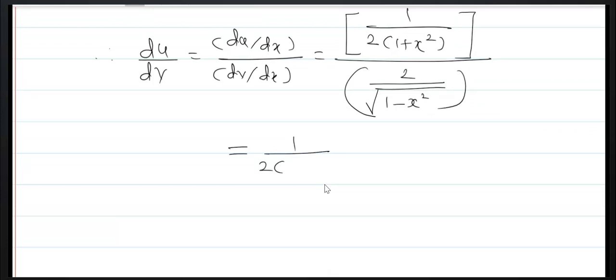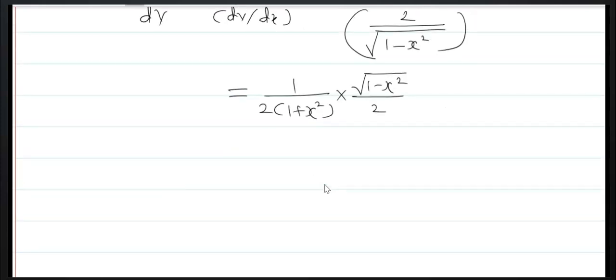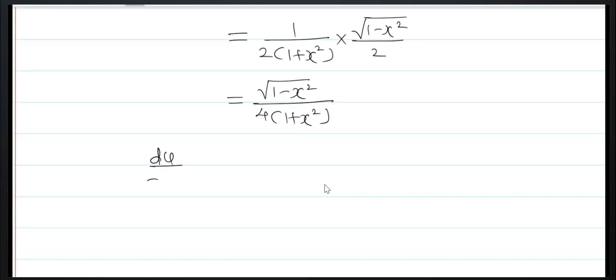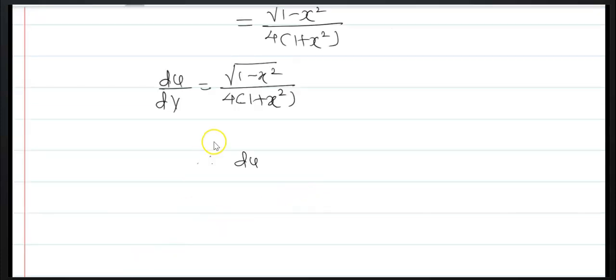Now simplify this. Therefore, 1 upon 2 in bracket 1 plus x square, root of 1 minus x square upon 2. That is root of 1 minus x square upon 4, 2 into 2 is 4, 1 plus x square. Therefore, du by dv is equal to root of 1 minus x square upon 4 in bracket 1 plus x square.